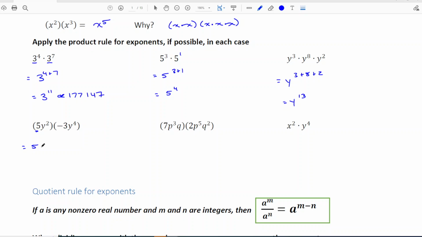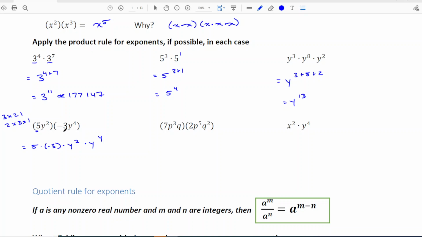I could write that as 5 times negative 3 times y squared times y to the 4. Because of the commutative property of multiplication, if you want to give it a fancy name, 3 times 2 times 1 is the same as 2 times 3 times 1. You're allowed to change the order of the way things are multiplied.